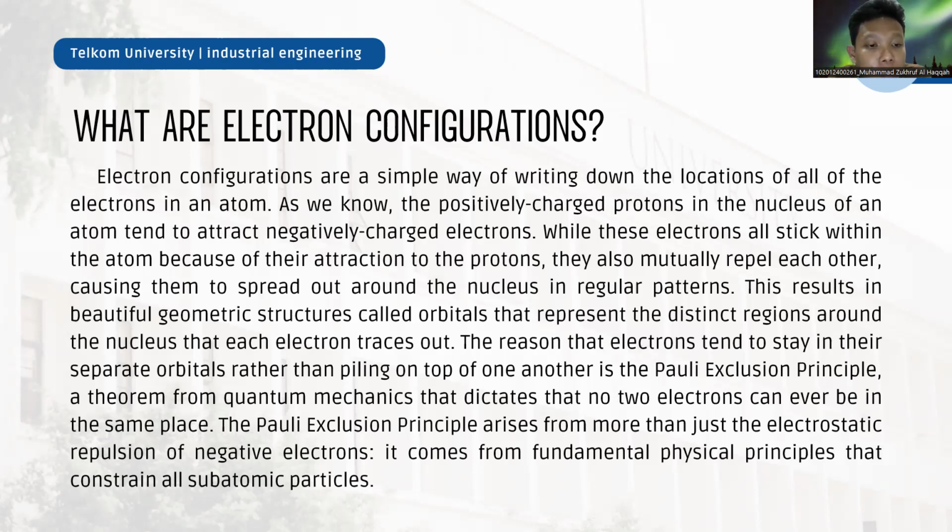a theorem from quantum mechanics that dictates that no two electrons can ever be in the same place. The Pauli exclusion principle arises from more than just the electrostatic repulsion of negative electrons. It comes from fundamental physics principles that constrain all subatomic particles.